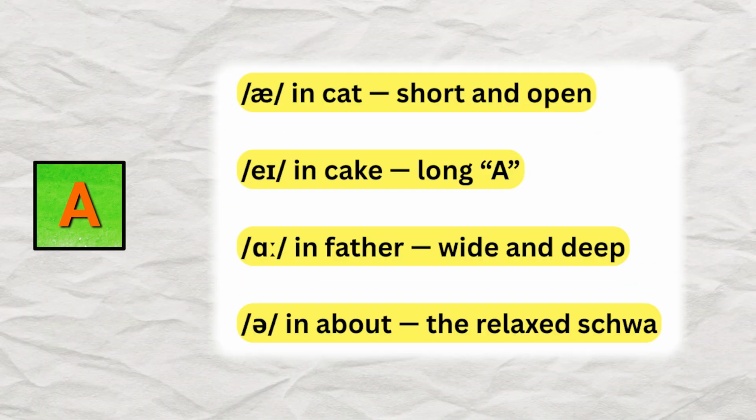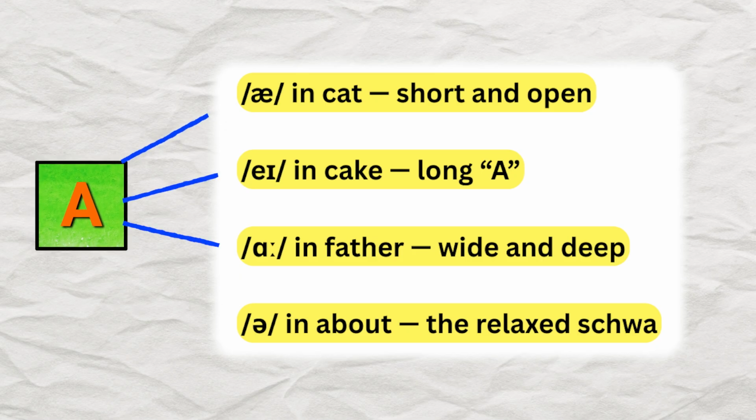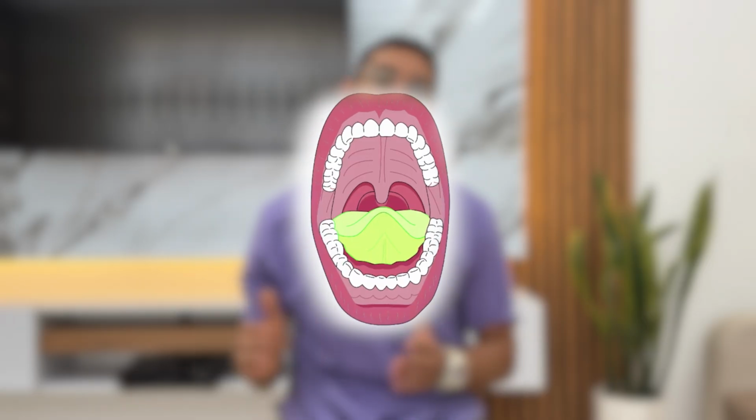For example, A can sound like A in cat, short and open. A in cake, long A. In father, wide and deep. In about, the relaxed schwa. So the mouth shape, tongue height, and lip position decide which vowel sound you're making.